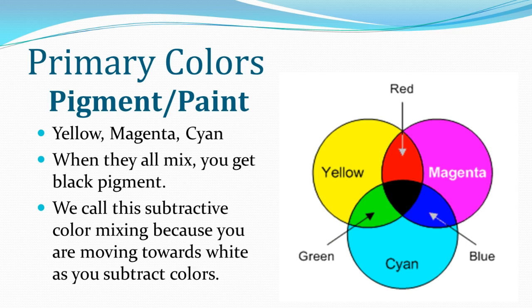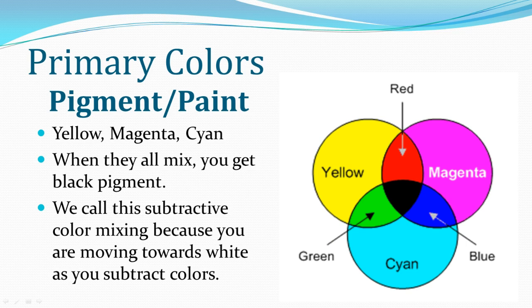Complementary colors exist in this color wheel as well. Red and cyan mix together to make black because they're across from each other. Yellow and blue mix together to make black. That's because blue contains magenta and cyan. That's two of the three. Combine that with yellow, now you have all three.